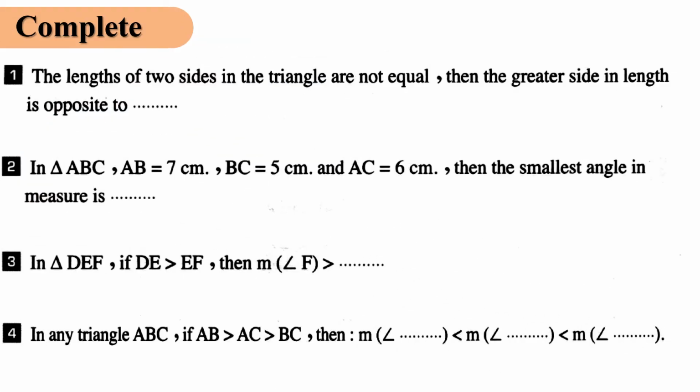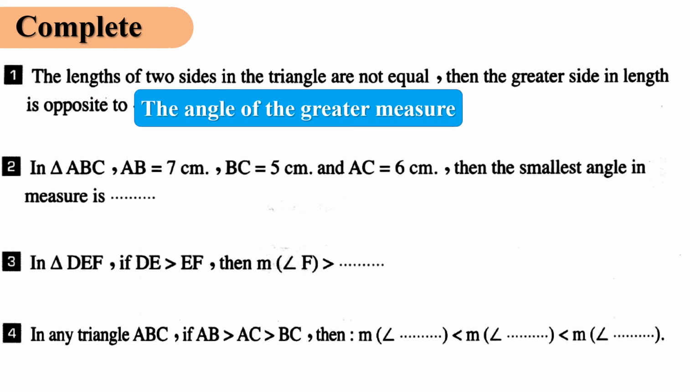Okay, now complete. If the lengths of two sides in a triangle are not equal, then the greatest side in length is opposite to the angle of the greatest measure. In triangle ABC, AB equals 7 centimeters, BC equals 5 centimeters, and AC equals 6 centimeters. Then the smallest angle in measure is what?